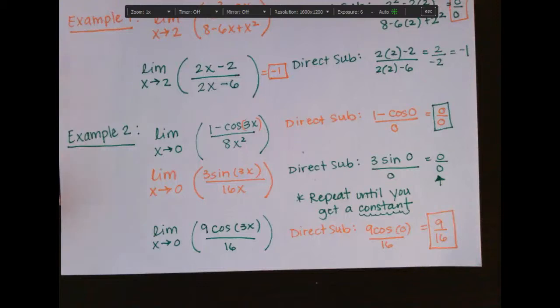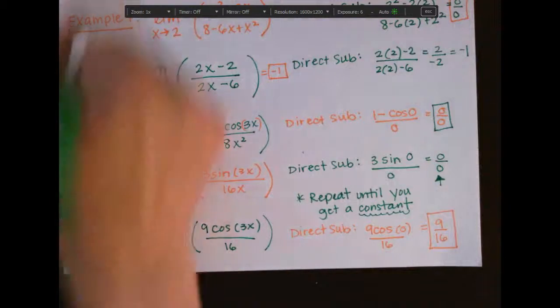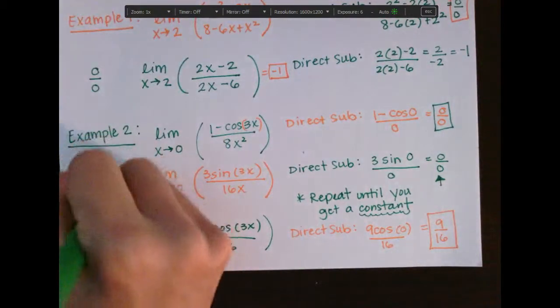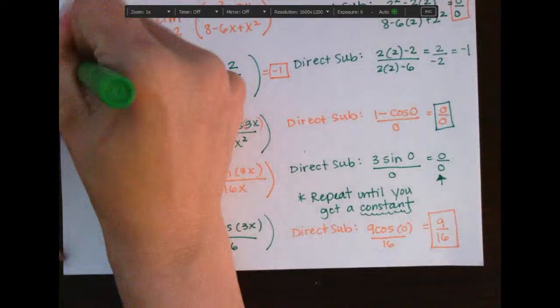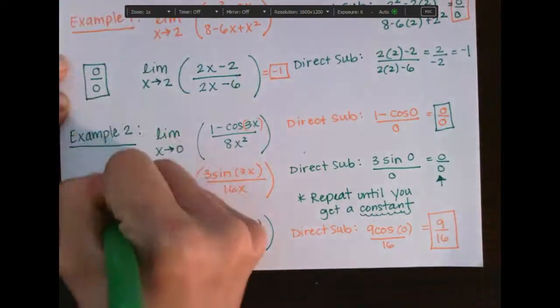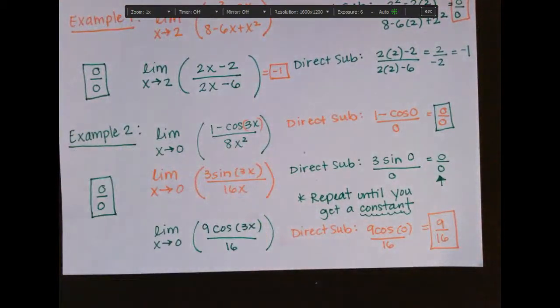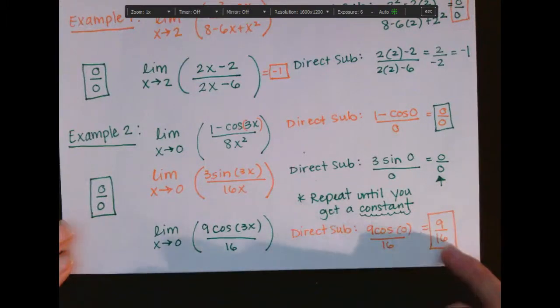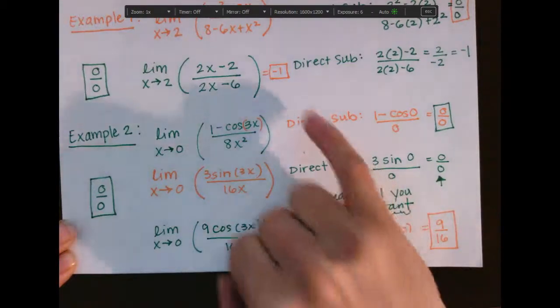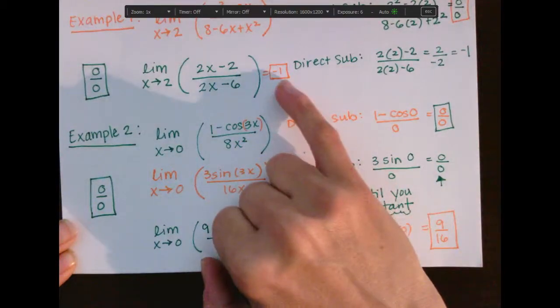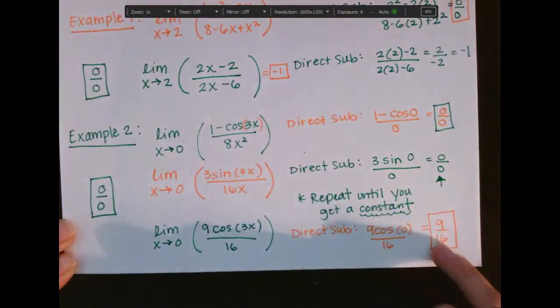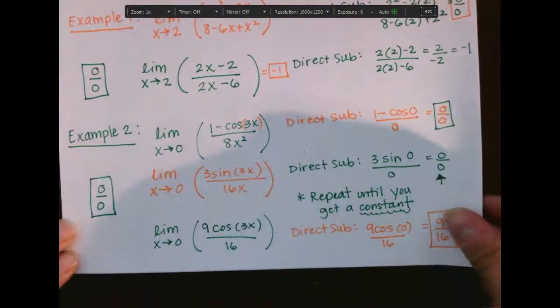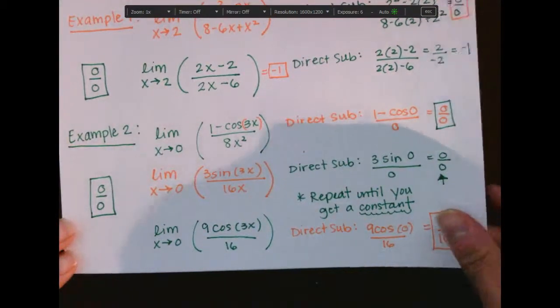Okay, so you have 2 examples here of using L'Hopital's rule, and each of these examples had you using the indeterminate form of 0 over 0, and so we checked it. We used L'Hopital's rule. Sometimes we have to do several iterations of L'Hopital's rule, but we know that we've got our answer when we have a constant after we've done our direct substitution. So in the first example, we had a constant answer of -1, and now we have a constant answer of 9/16 in example 2. Let's move on and look at indeterminate form infinity over infinity.